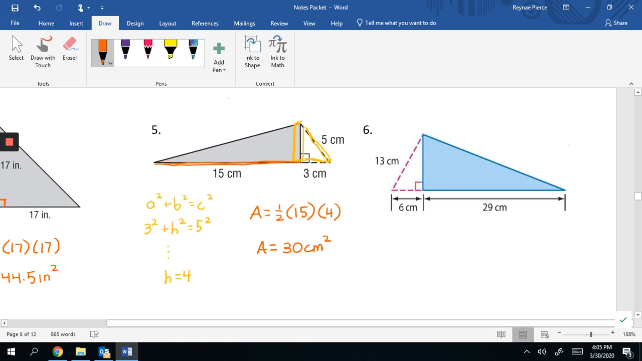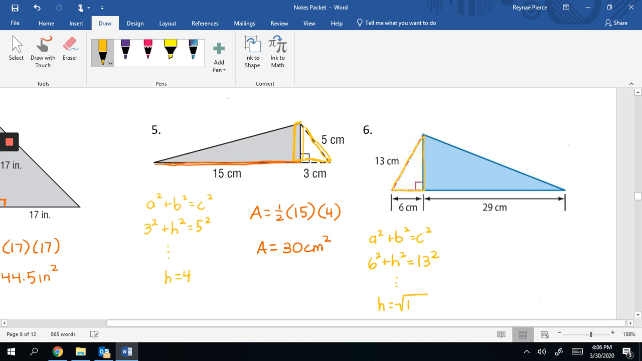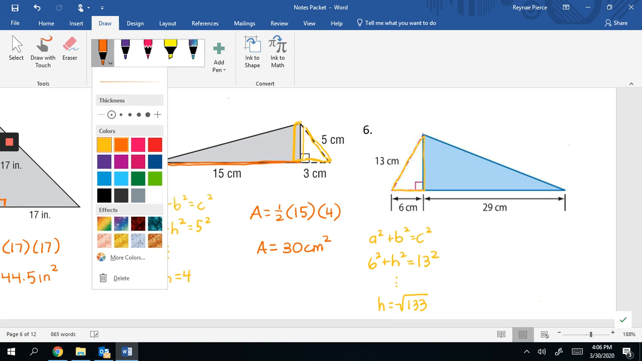Okay. And then pretty similar here for example 6. Okay, we're going to do the Pythagorean theorem again to find the height. Okay, we'll say 6 squared plus h squared equals 13 squared. Okay, doing that work, we get our height to be not a super nice number. It's the square root of 133. Okay, so that is going to replace the lowercase h.